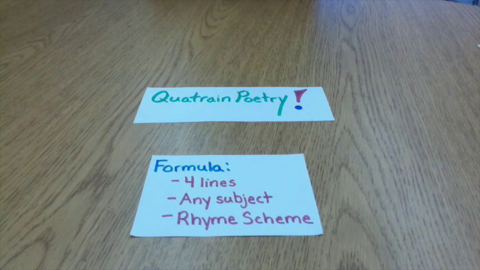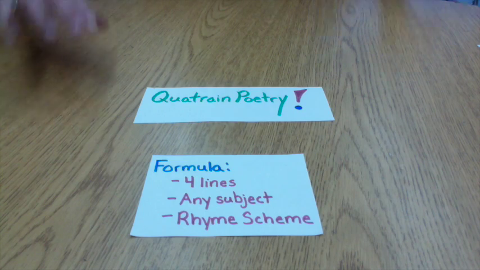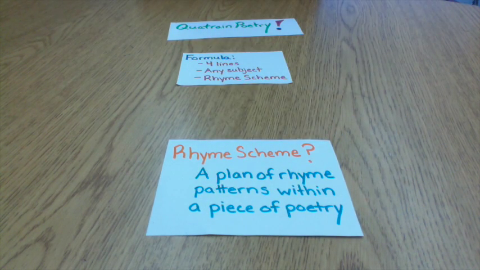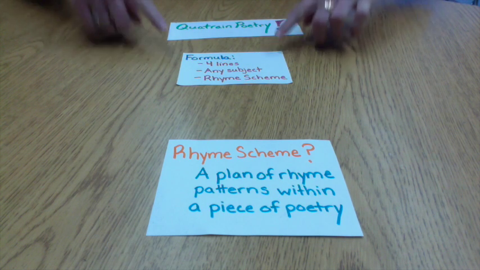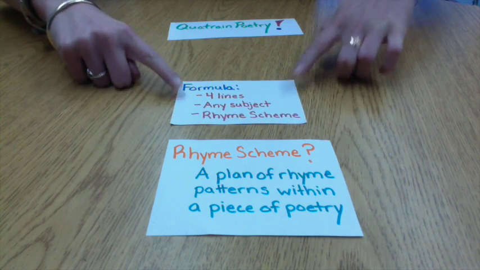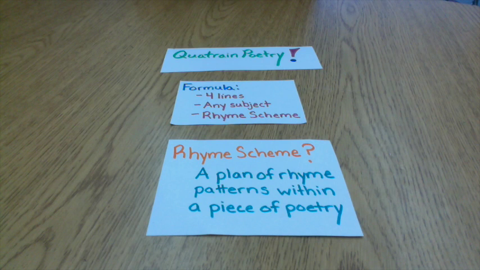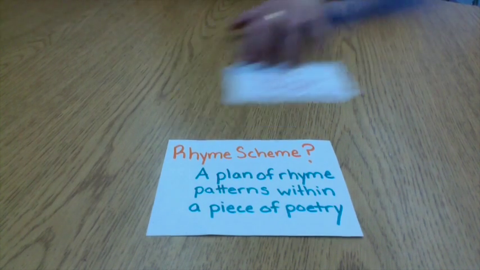A rhyme scheme. Now, what is that? Well, we've talked a little bit about it, but just as a refresher, a rhyme scheme is a plan of rhyme patterns within a piece of poetry. So every quatrain poem is going to have a rhyme scheme. Some of the lines are going to rhyme together, and some of them are going to have a different rhyming pattern, okay? So what's this all about? Well, let's take a look.